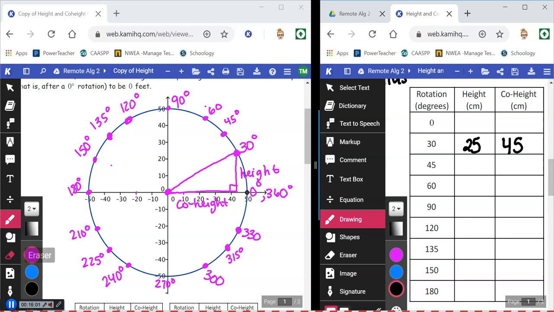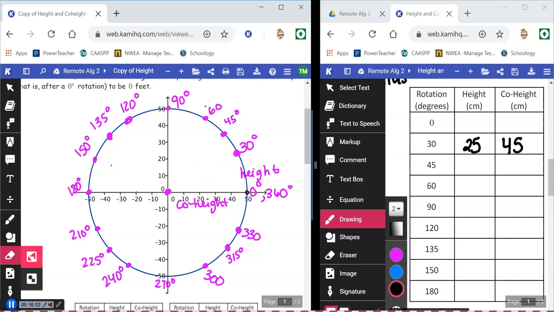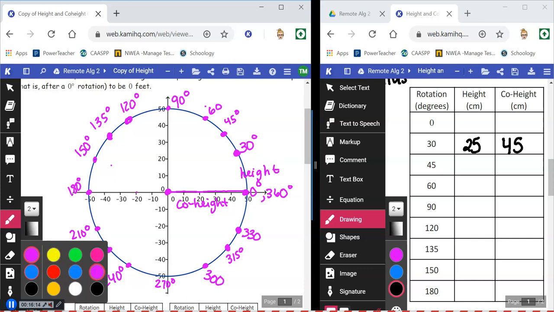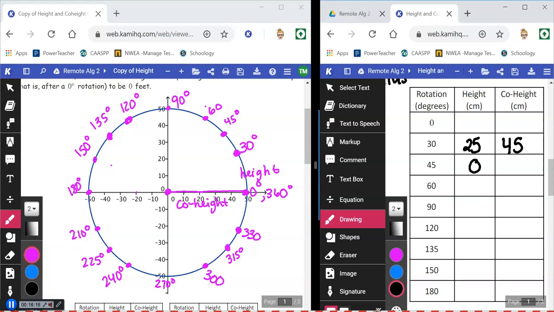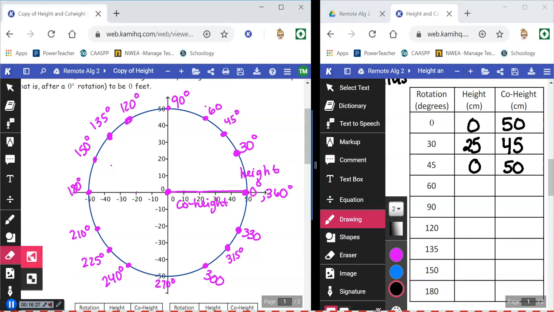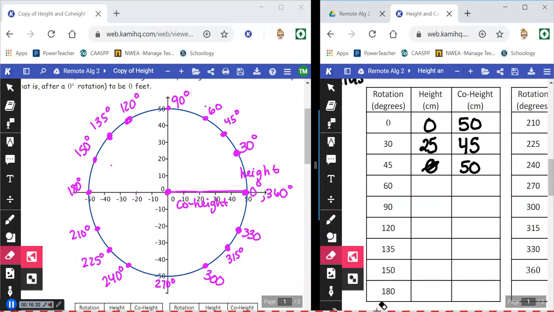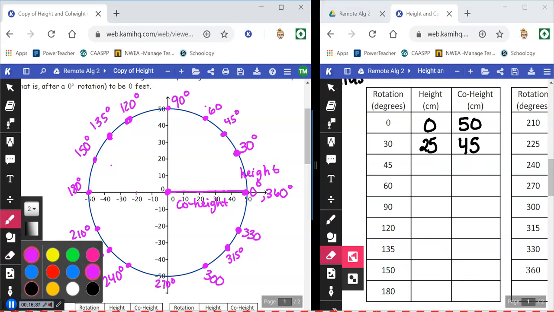All right, then at 0, I guess I skipped 0 degrees. So 0 degrees is where the car starts, and it's this distance right here. This point has a y value of 0, which means our height would be 0. And then our coheight, that x distance, is the radius, so 50 feet. And I just put those in the wrong part of that table, didn't I? I was talking about a 0-degree rotation. Sorry.